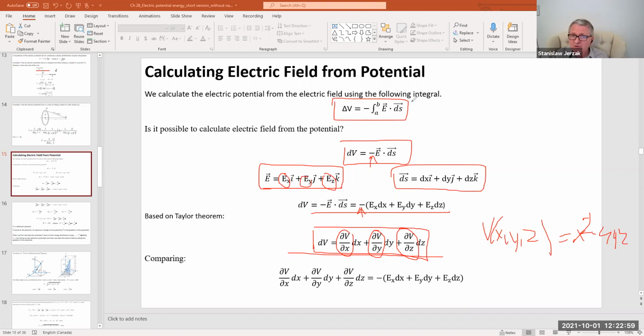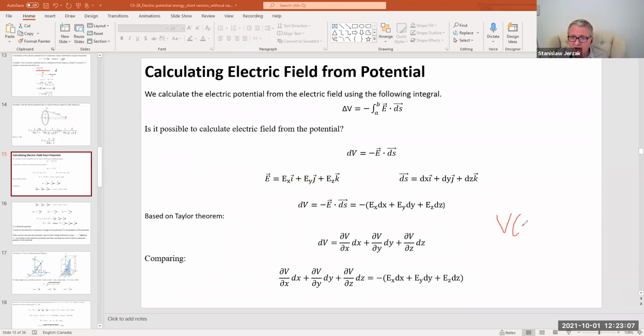Now, for a single variable function, if you would have just V as a function of x, or in general, if you have any function f depending only on x, like a single variable, then as you know, df can be written as df/dx times dx, right? That's in single variable. But in 3 dimensions, you have to add these 2 terms.